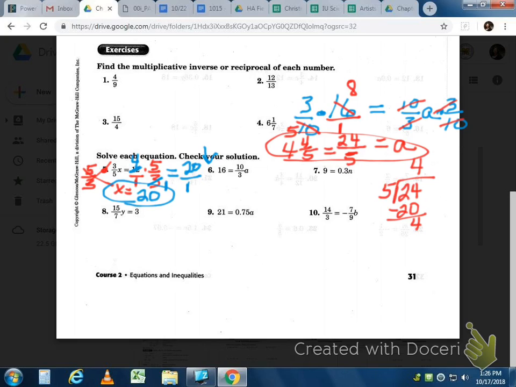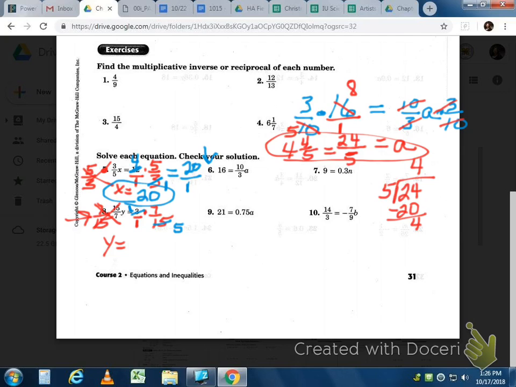Okay. I'm going to go ahead and do number 8. 15/7 y equals 3. What's my reciprocal of 15/7? Dylan? 7/15. 7 over 15. So the 7's cancel, the 15's cancel, and I get y. Now, Dylan, I get 3 over 1 over here on the right. Does anything cancel out of that? The 3 and the 15, and they become what? The 15 becomes a 5 and the 3 becomes a 1.